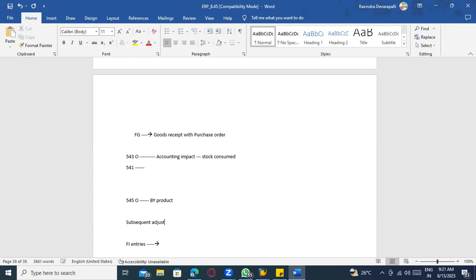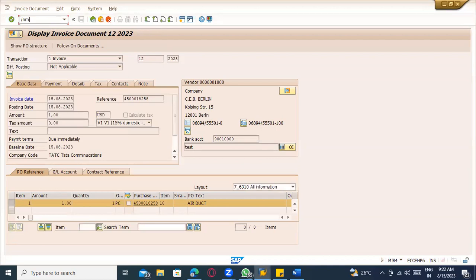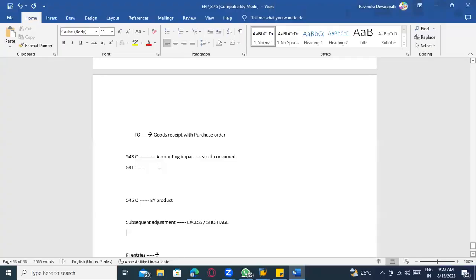So what is the subsequent adjustment? Suppose there is any excess or shortage. That means my vendor says that there is a shortage, or some excess is there. So you can adjust that. It is on components. Initially he said that one component is enough, but after he used it, the component is not enough, and he said that one more extra component is required to produce the FG product.